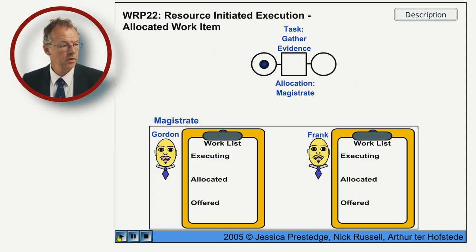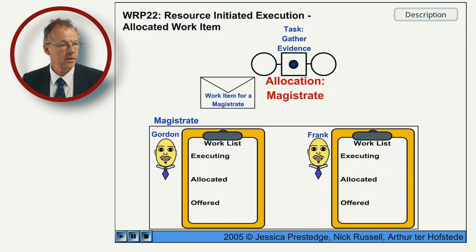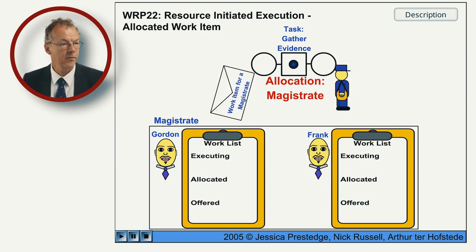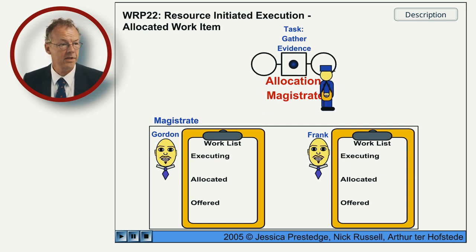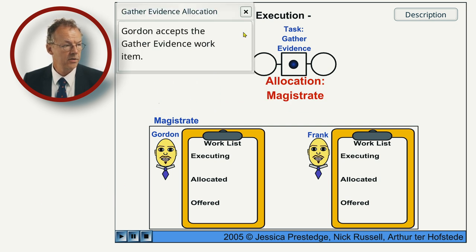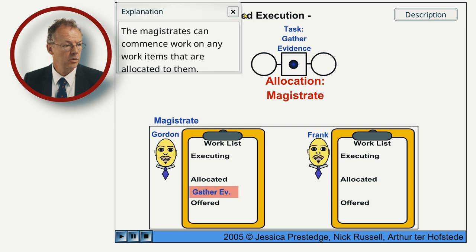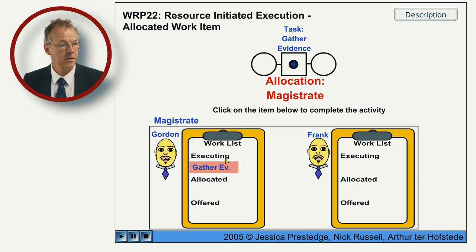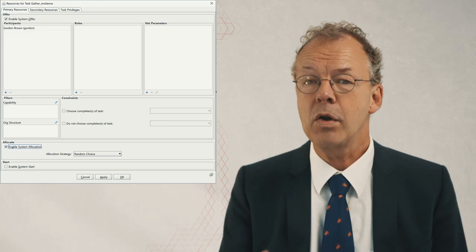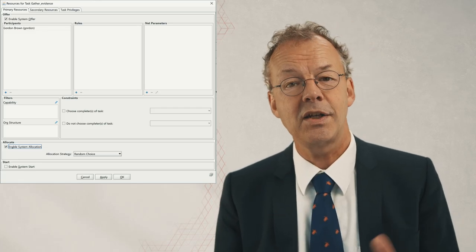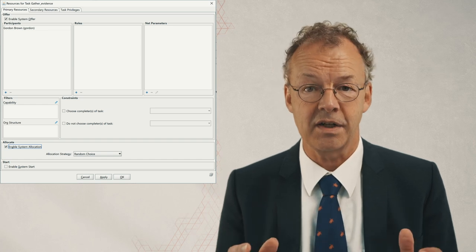Resource-initiated execution. We start with a work item for the magistrate for gather evidence. And this one is allocated to Gordon. And Gordon starts it and completes it. In YAWL, we can implement this by allocating a work item to a single user.